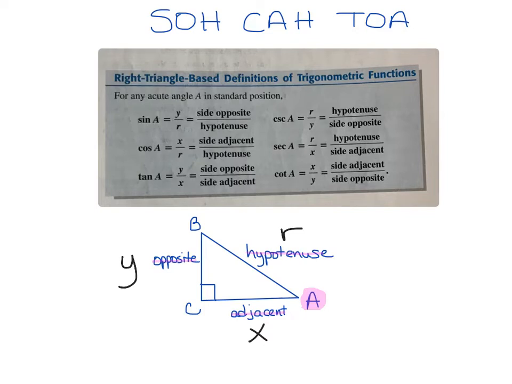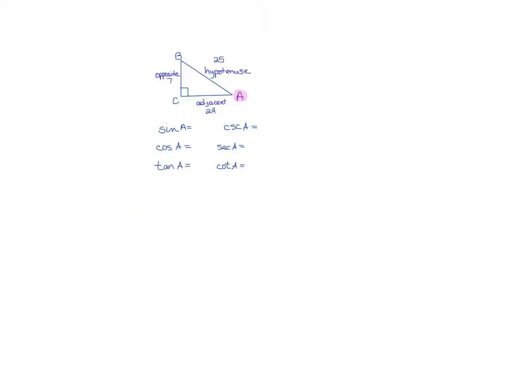Now, remember, whenever we do this right triangle trig, we're always going to do it based off of an acute angle. So I'm going to be doing all of these based on either angle A or angle B. I wouldn't be doing it based off of the 90-degree angle. So let's try our first example.